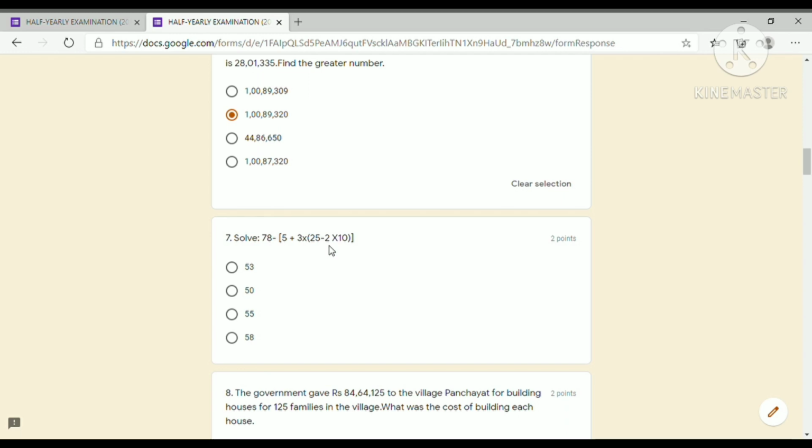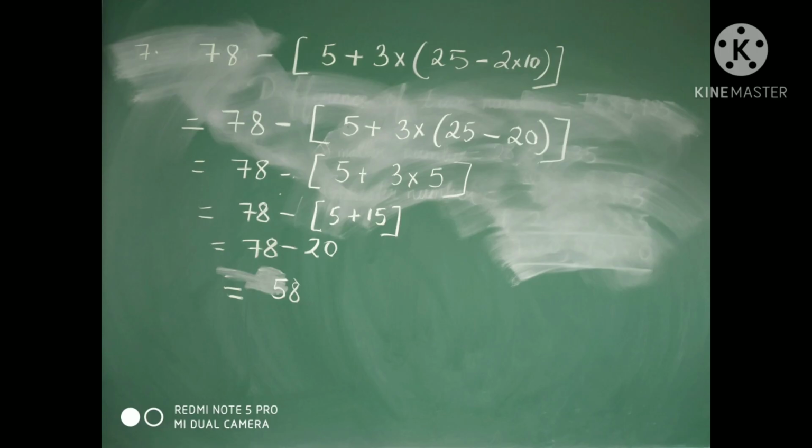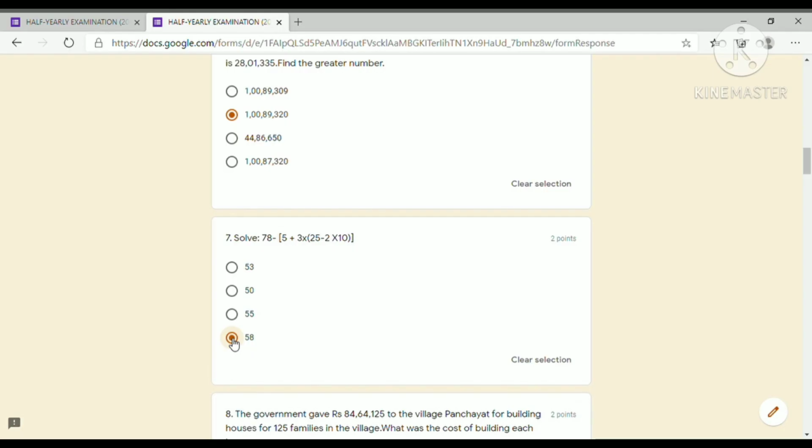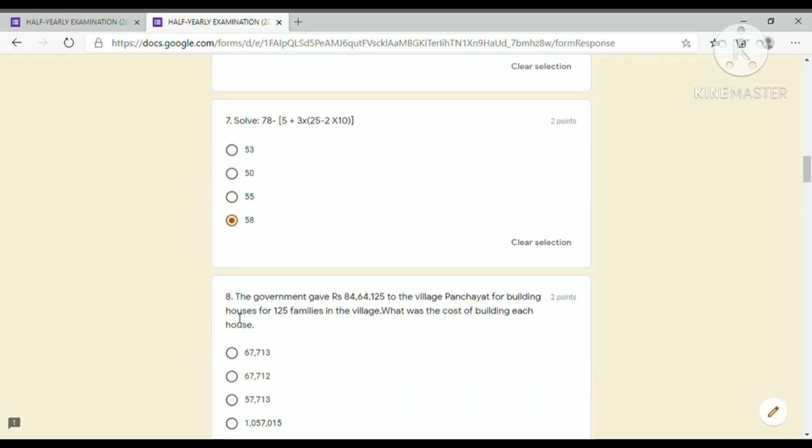Okay. Now the expression inside the square bracket is also evaluated, and what did we get? We got 20. Now 78 minus 20, what is the correct option? The answer is 58. Okay. Now move on to the next question.